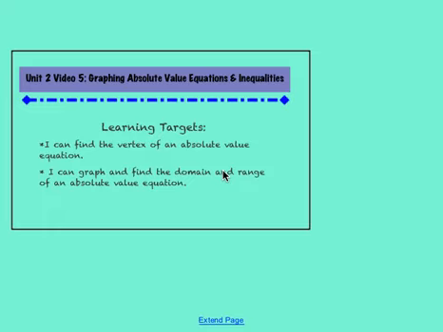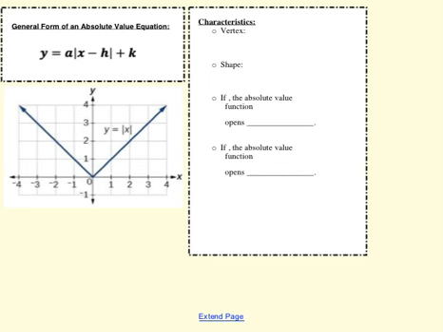Now, we're going to graph absolute value equations and inequalities. I can find the vertex of an absolute value equation. I can also find the domain and range of an absolute value equation. Hold tight on these inequalities. That might be next unit. Not really even sure, but I'll teach you what I know. So, general form of an absolute value equation.